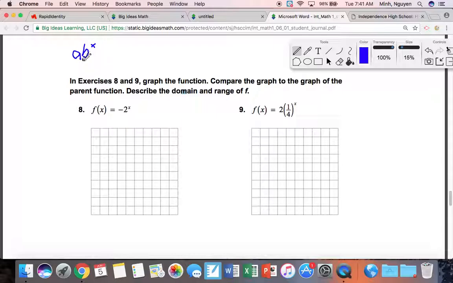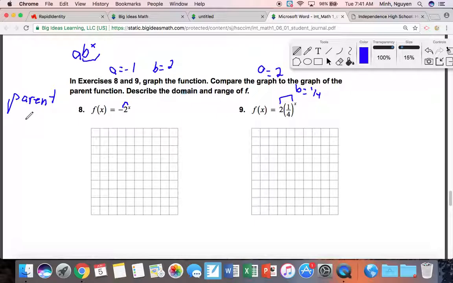So in this case, a is equal to negative 1, and b is equal to 2. Here, a is equal to 2, and b is equal to 1/4. So the parent function is without a.